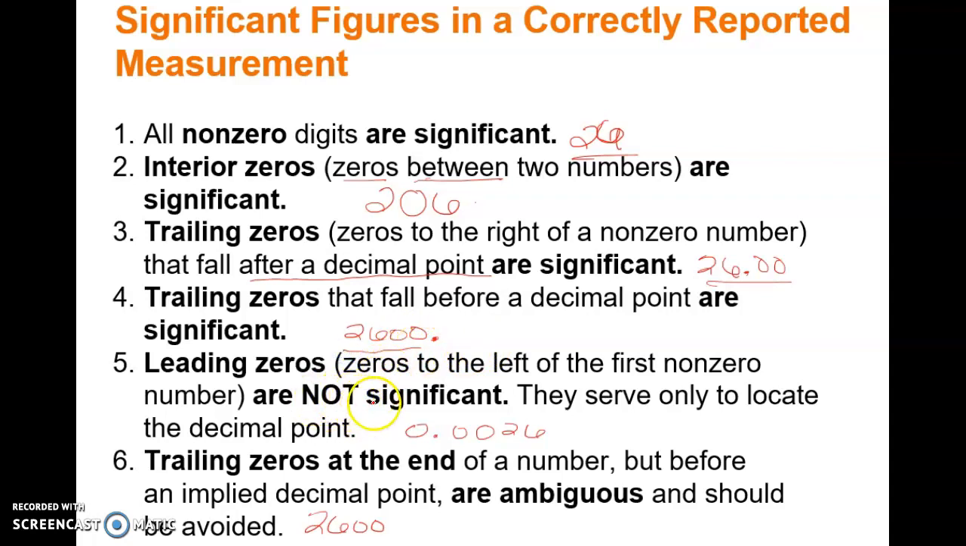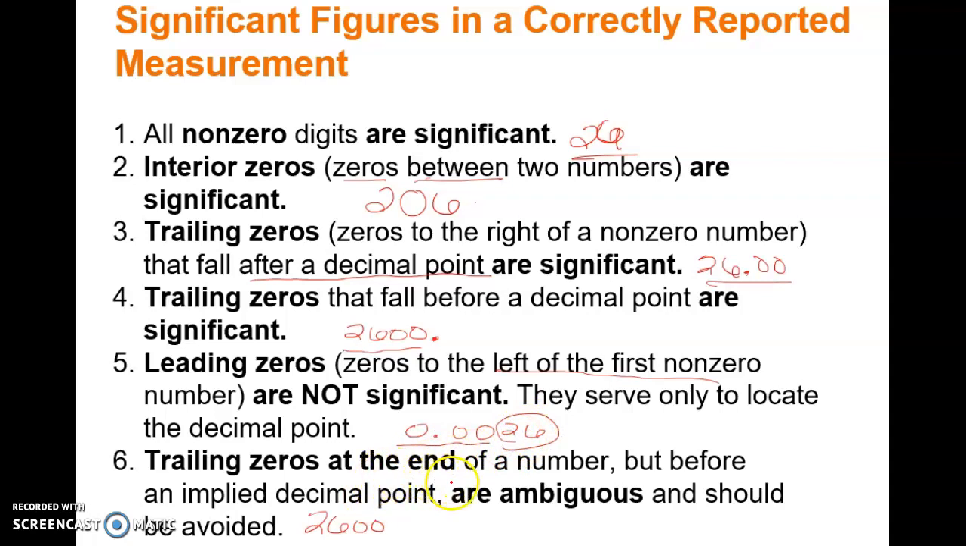All right, leading zeros. Zeros to the left of the first non-zero digit are not significant. They only serve as placeholders. They just tell you where the decimal is. So these guys here are not significant, and this here would only have 2 significant figures.